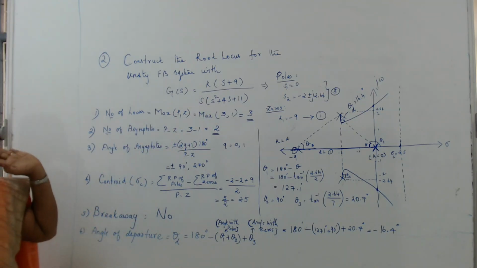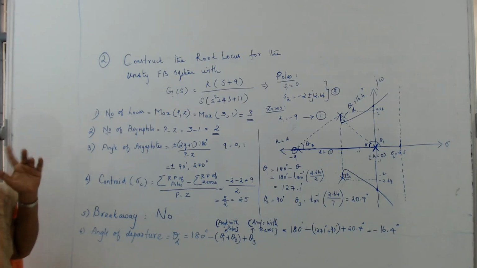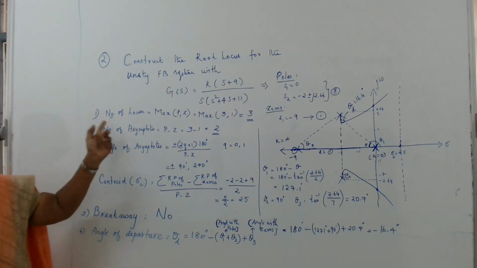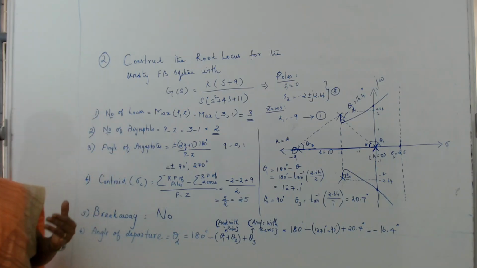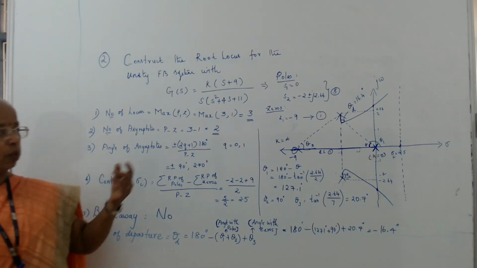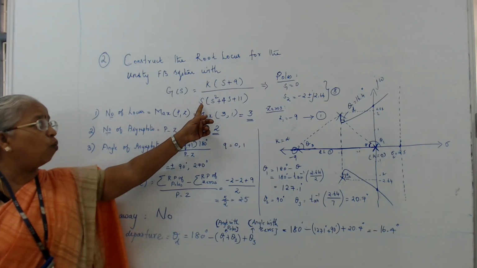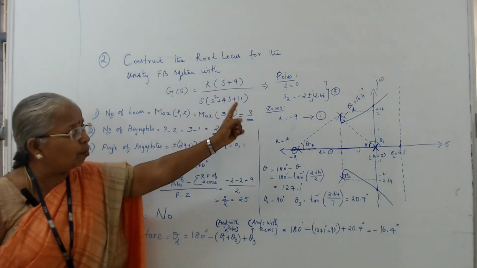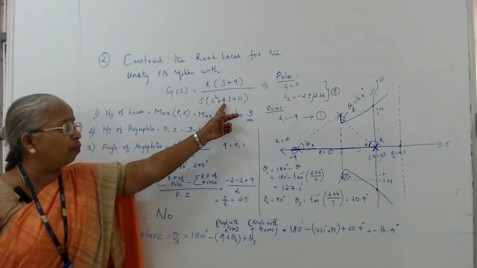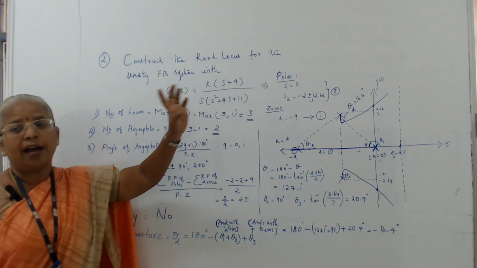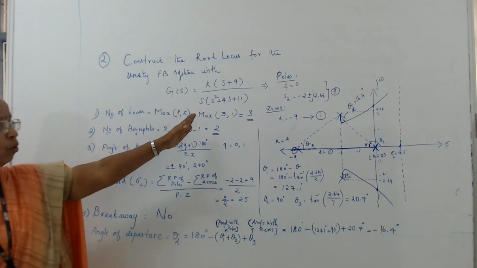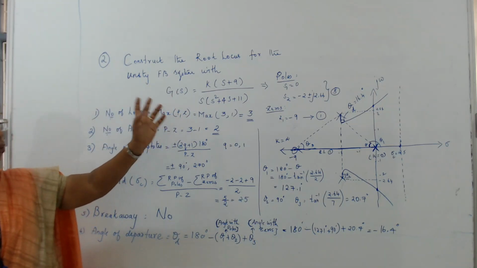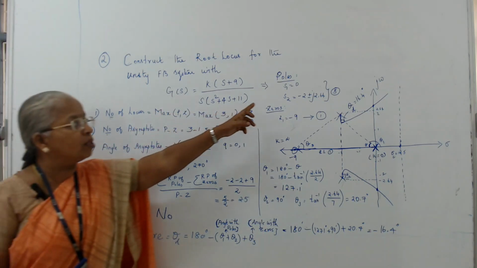So as per the previous procedure, let us see one by one. First step, we need to determine how many number of locus. For that, I need to calculate how many number of poles, how many number of zeros. Regarding the poles, we have one pole at 0, and another pole is a complex pole. You need to solve the equation s² + 4s + 11 as per the quadratic equation: minus b plus or minus root of b² minus 4ac by 2a. Using that equation, you will get the poles at this point, right?